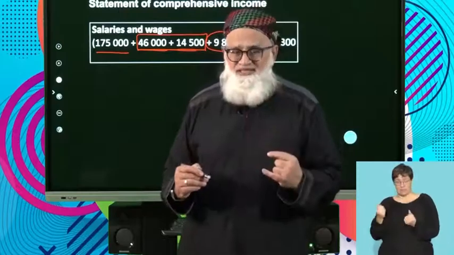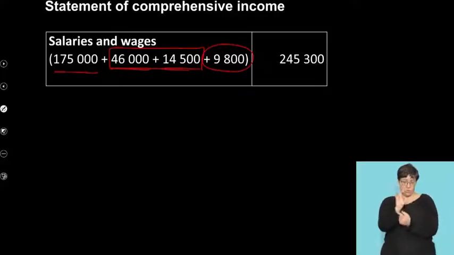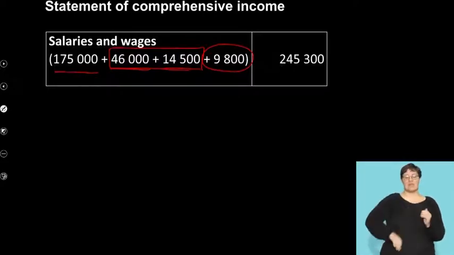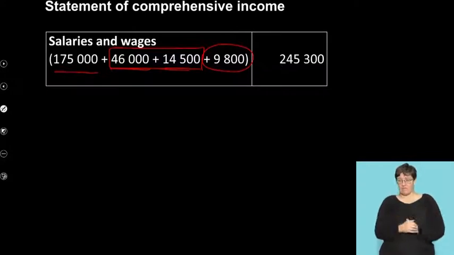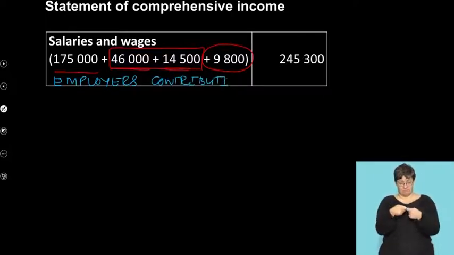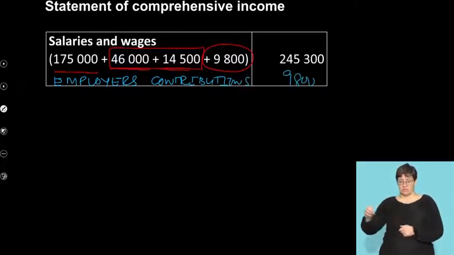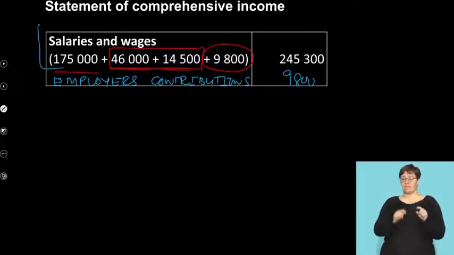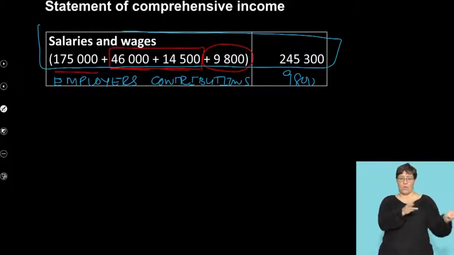I'm going to show you both methods here. Watch. In this case here, it's added as part of salaries and wages, but you could have a situation where you are told, show your employer's contribution as a separate item. Therefore, you would have employer's contributions as a standalone 9,800. Okay, now remember, these are two separate scenarios, and I'm going to explain them both to you as we go along.